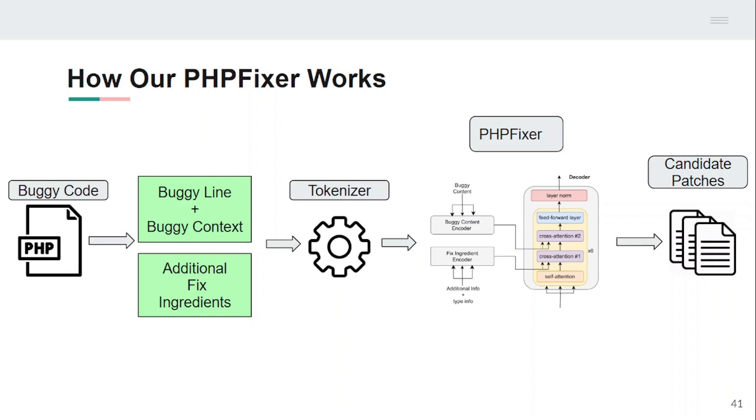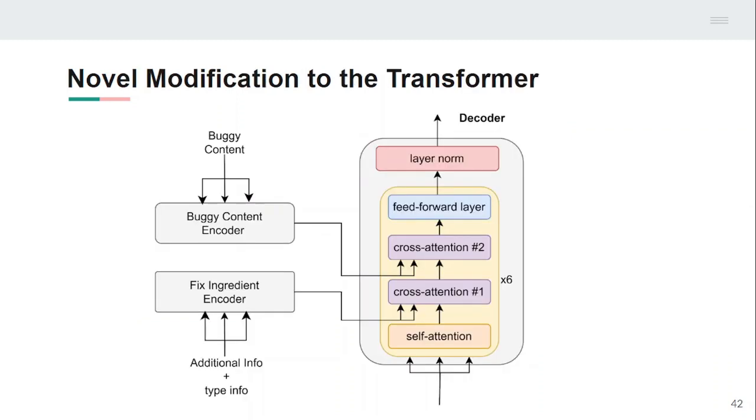Then we combine the buggy line and buggy context as a single input text sequence, and the additional fix ingredients as another single input text sequence, and input them to the PHP Fixer model after tokenization. Then we generate 100 candidate patches for each bug in the test dataset and do the same validation as generally done. An encoder-decoder transformer model has one encoder and one decoder. It can translate one source code into one target output.